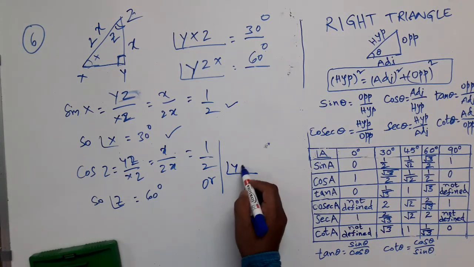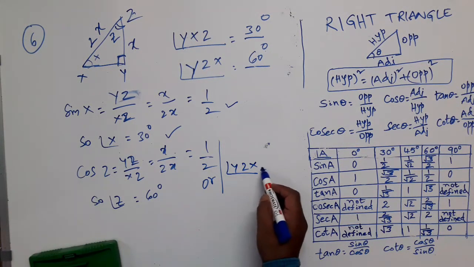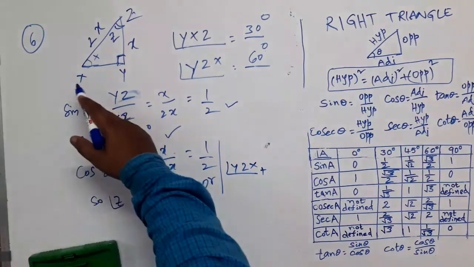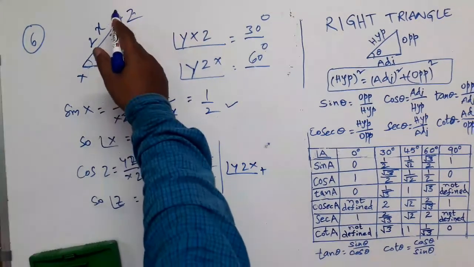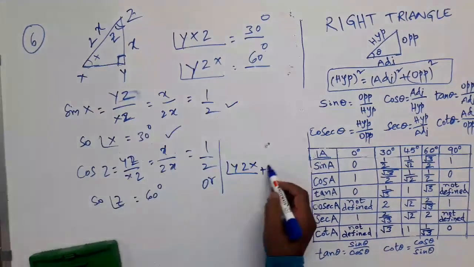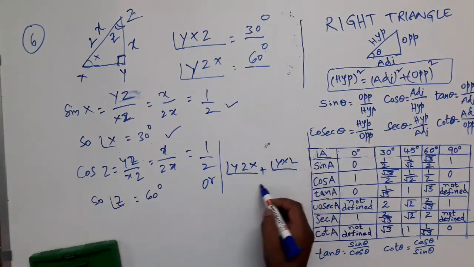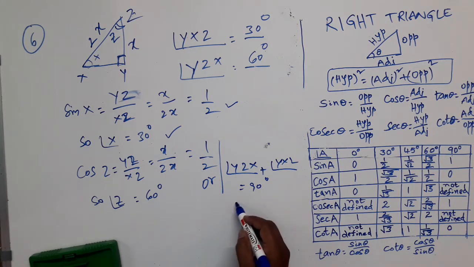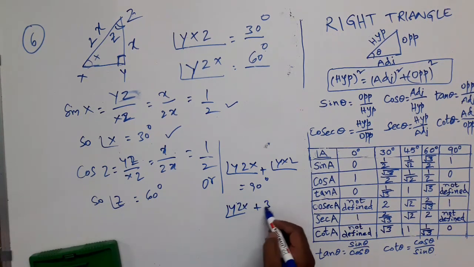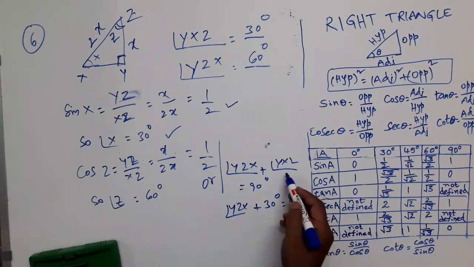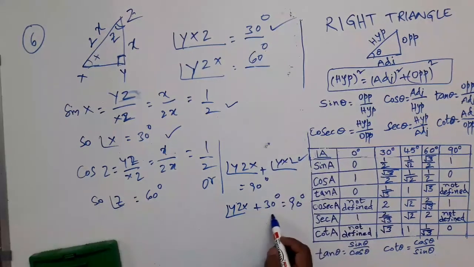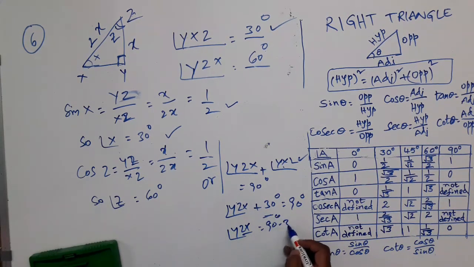angle YZX plus angle YXZ. That is 90 degrees, right? So angle YZX plus 30 degrees is equal to 90 degrees, because we have found out first already, right? 30 degrees, this is 30 degrees, substituting. So this will give you YZX as 90 degrees minus 30 degrees, that is 60 degrees.